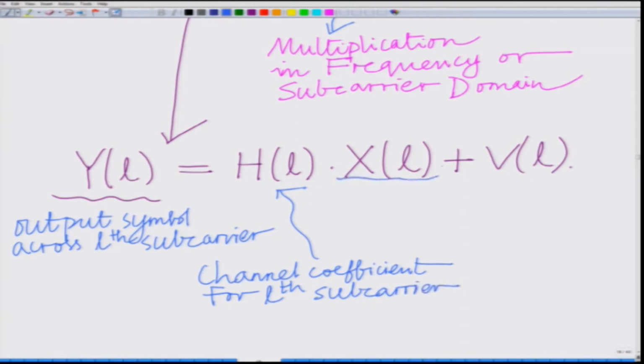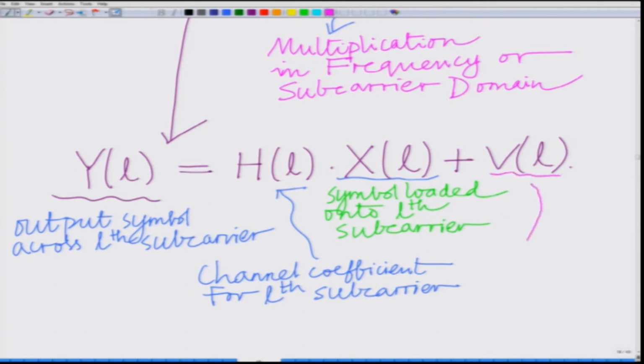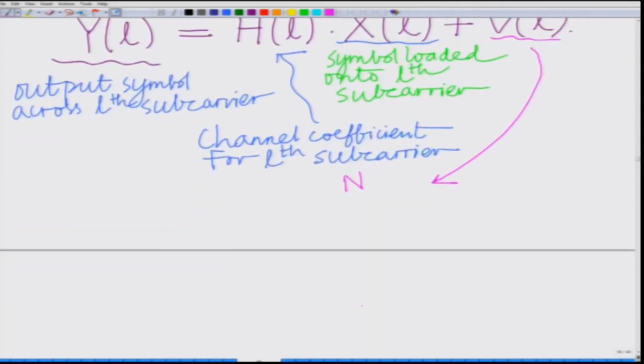Okay. This is the symbol loaded onto the lth subcarrier. This is something that we already see in the capital L. This is the symbol loaded onto the lth subcarrier, and VL is basically the noise on the lth subcarrier.